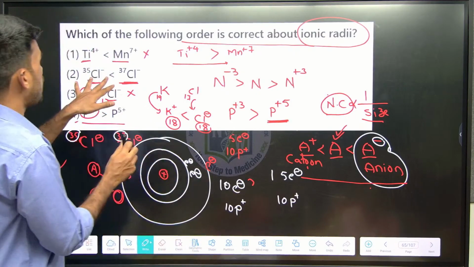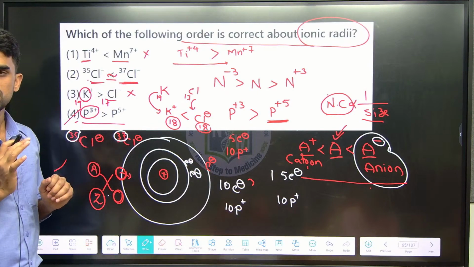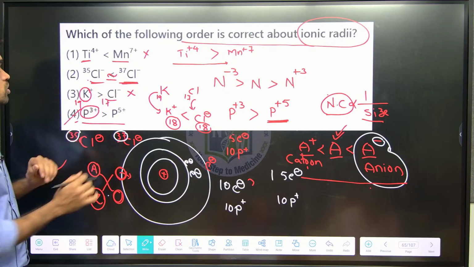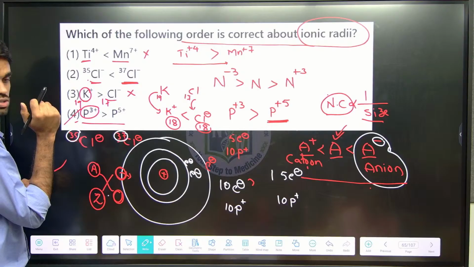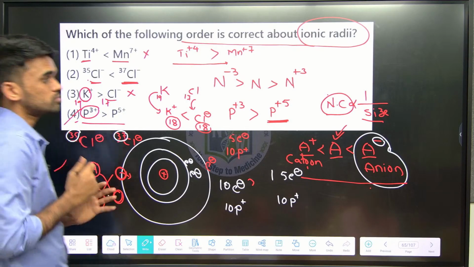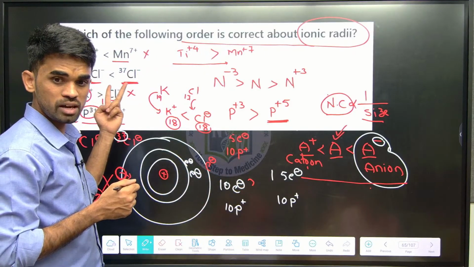So isotopes have almost same sizes. Is this correct now? No, they have mentioned it as not equal. So which is the perfect answer? Is this clear? Okay, so isotopes have same size.